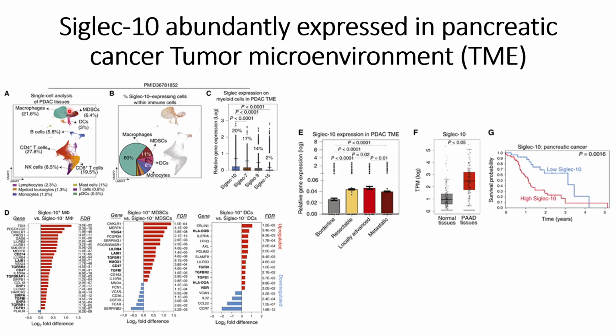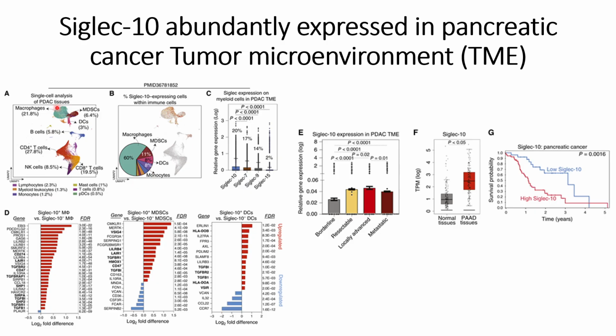Siglec-10 is expressed in most of the myeloid cell subset populations that can be seen in panel A. About 21.8% of macrophages are Siglec-10 positive, and even CD4 T cells are also Siglec-10 positive, dendritic cells are also Siglec-10 positive, MDSCs are also Siglec-10 positive. So they think that since Siglec-10 seems to be evidently overexpressed in this TME, it could play a role towards immunosuppression. So this is their hypothesis.